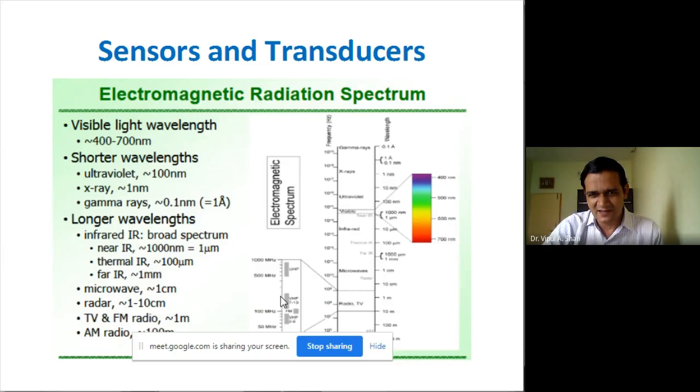Within this range of operation, we have various sensors and transducers. Using them, we can generate certain signals, we can sense certain body parameters, and then we can convert back into our requirements. So this electromagnetic radiation spectrum is most important for us. We will see the applications of various sensors and transducers based on this particular spectrum itself. It may be within ultraviolet range, X-ray, visible light range, IR range, even radar and AM radio, FM radio, etc.